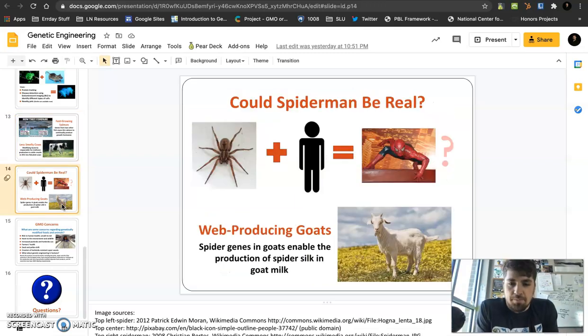So what I want us to consider is this, and this is where we're going to go. Could Spider-Man be real? Right? Can we do this in people? Well, what we're starting to see is that we're growing this process, and it's going to continue to grow. What we've actually done is, within goats, we've genetically modified the genes in goats. We've taken spider genes and put them into the goats to allow them to produce spider silk in the goat milk. And so the question to be had is, where does this go?